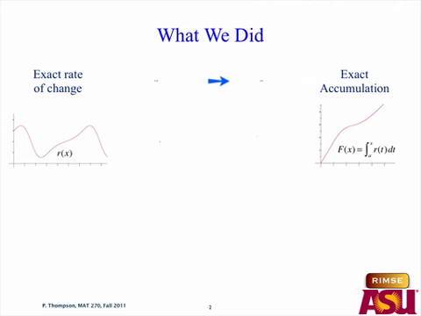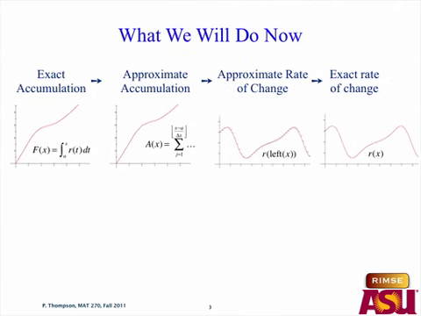Okay, so then what are we going to do now? We're going to start with an exact accumulation function. It's exactly backwards now. We're going to do the other way. So given an exact accumulation function, how much we have of something, we can approximate it with a linear step function. A linear piecewise function. And then from that linear piecewise function, we can get an approximate rate of change function.